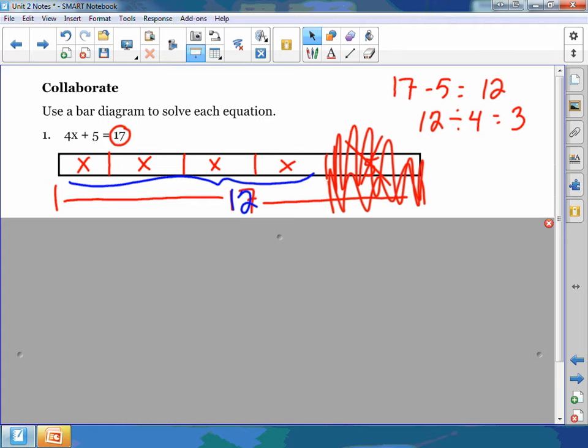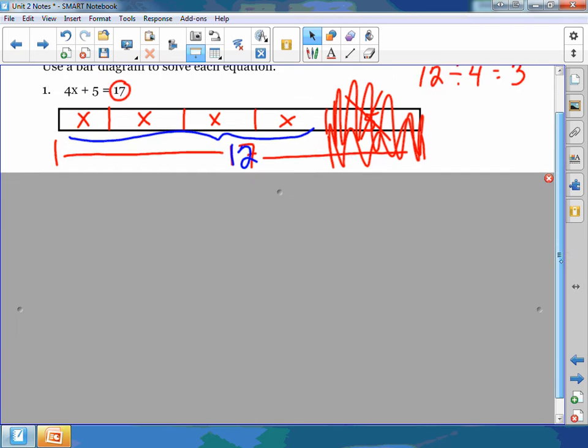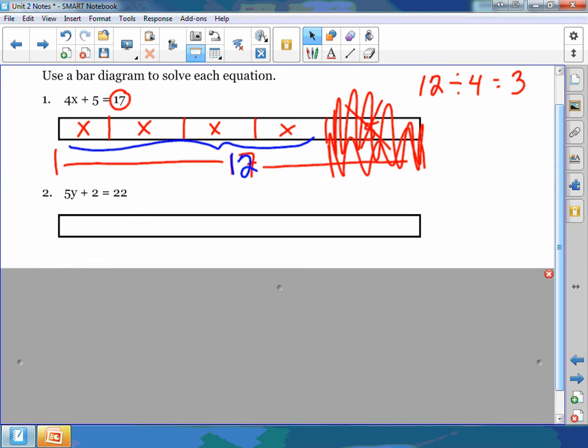All right, go ahead and try the next 2 on your own for me. Try to do it with the bar. Remember, tonight I'm going to ask you to use bar diagrams, so I want you to understand it. So humor me today and try to do it with the bar.